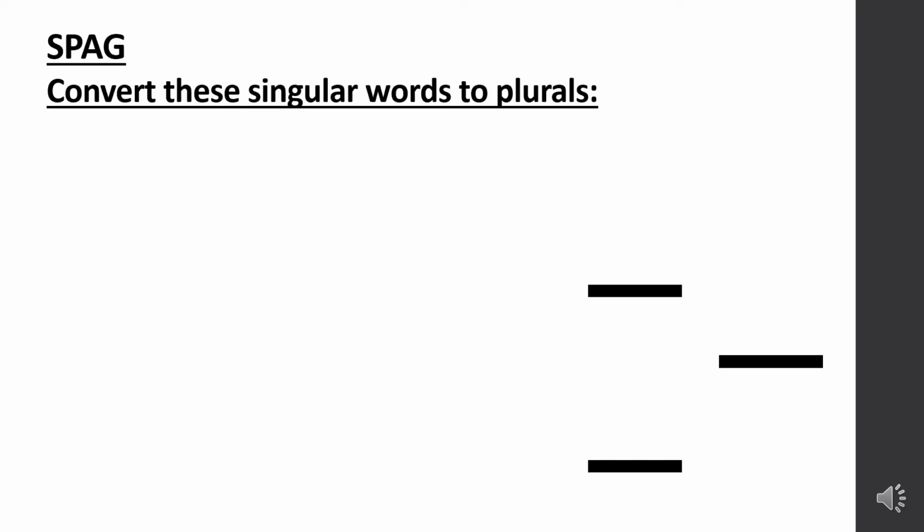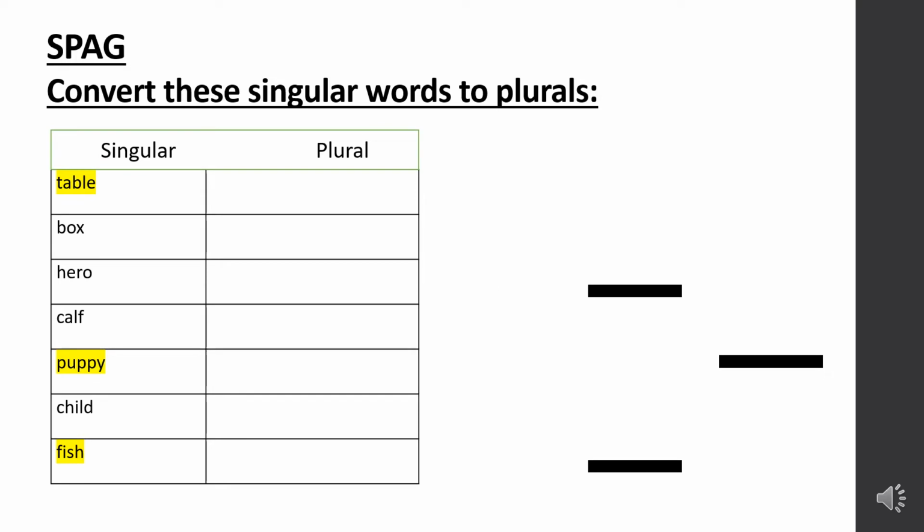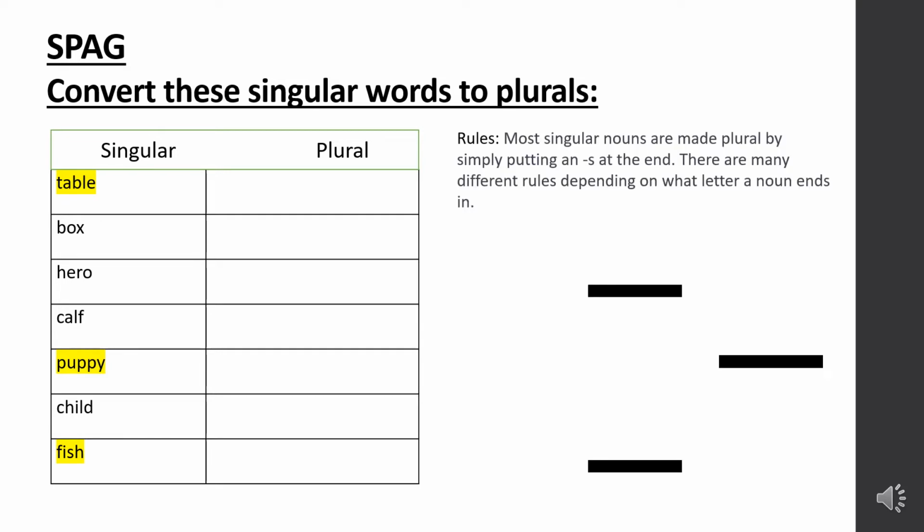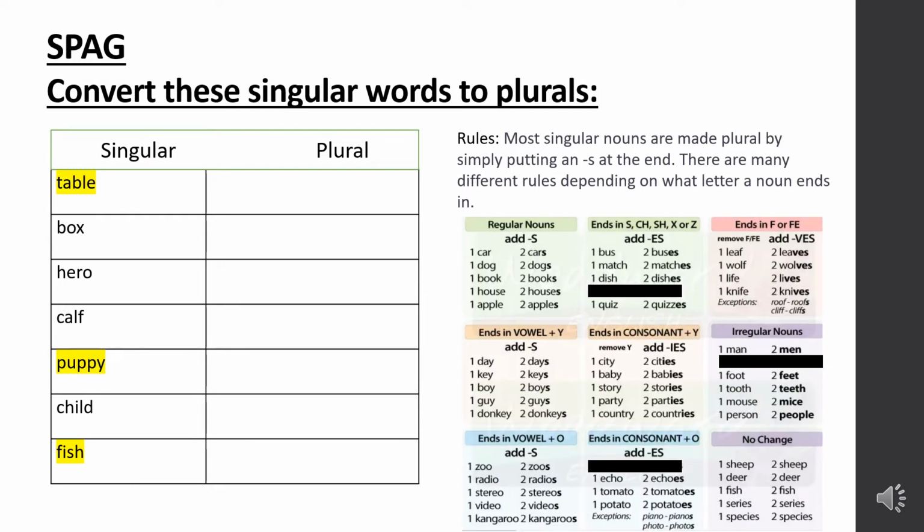For SPAG, we are going to convert singular words to plurals. So on the left of this table, we have the singular words. I am going to go through the ones in yellow today. And on the right of the table, you'll have to complete the plural words. Now, the general rule is that most singular nouns are made plural by simply putting an S at the end. There are many different rules depending on what letter a noun ends in. So I have put the many different rules on this chart.